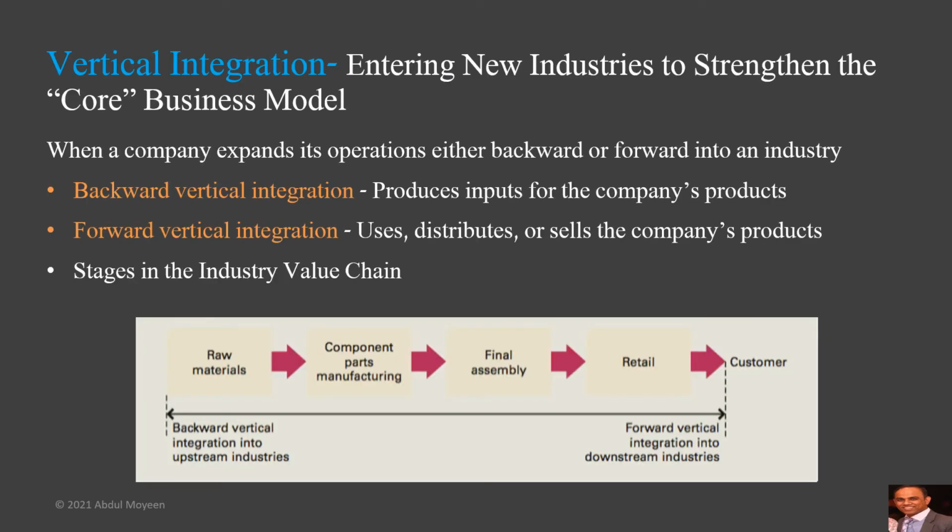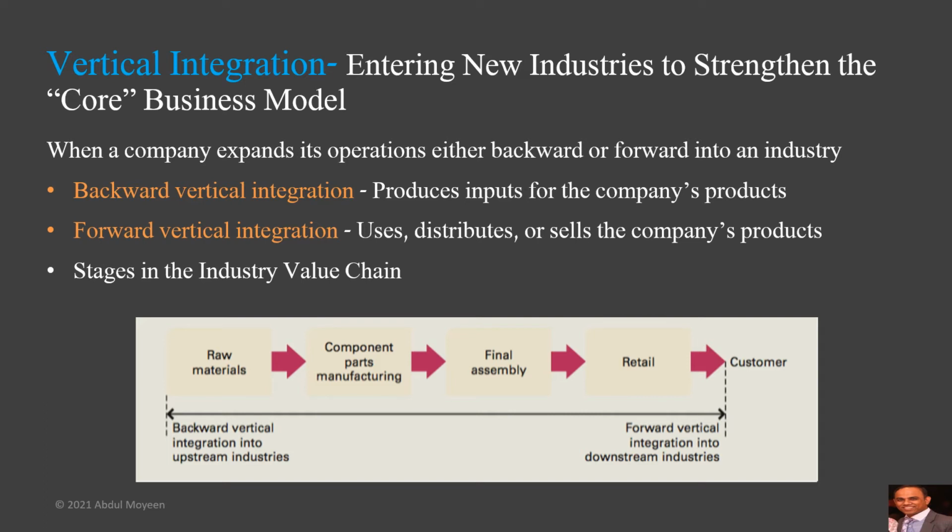So the next one is vertical integration, which is entering new industries to strengthen the core business model. A company pursuing a strategy of vertical integration expands its operation either backward into the industry that produces inputs for the company's products, which is called backward vertical integration, or they move forward into an industry that uses, distributes or sells the company's products. This is called forward integration.